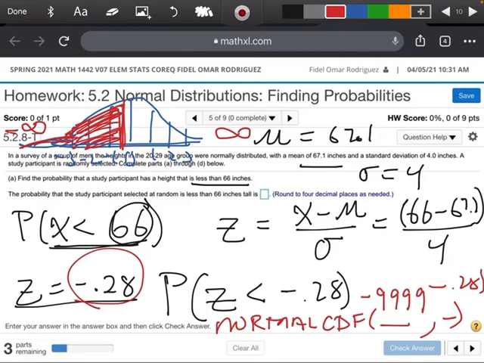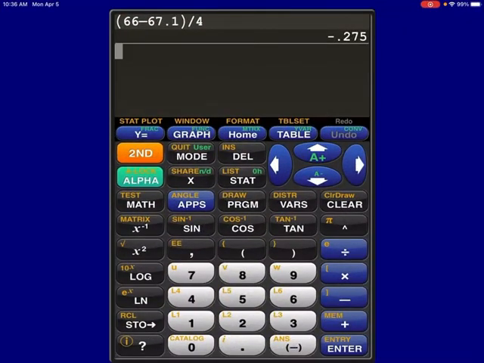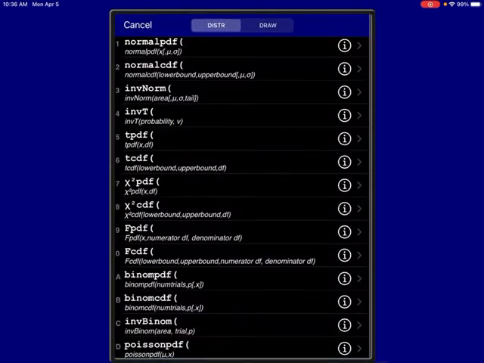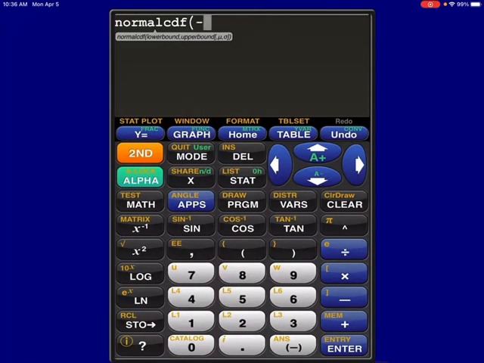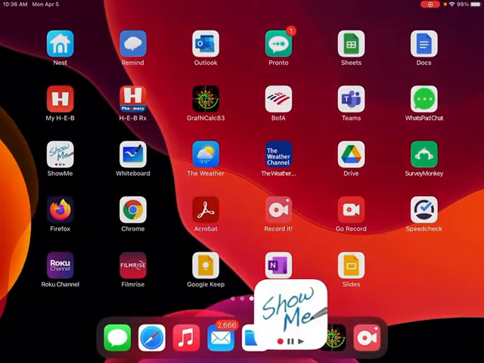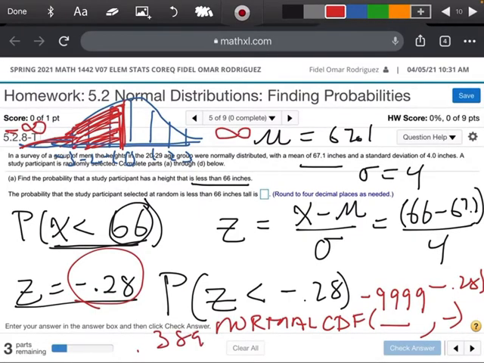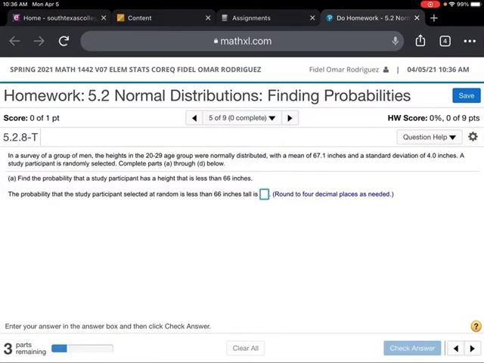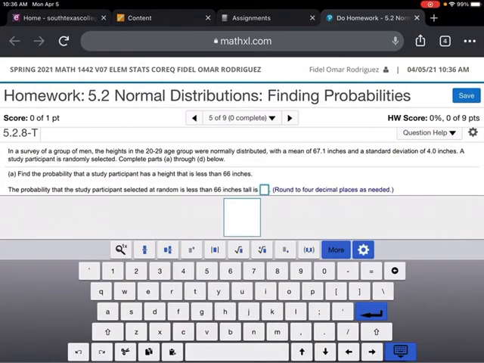This is exactly how I'm going to type it on my calculator. I'm going to show you right now. Let me clear this out, and I'm going to go second, vars. The second one is my normal CDF, and it has a lower bound and an upper bound. My lower bound, we said, was negative 9999, comma, my upper bound was negative 0.28. Hit enter, and for these, we're going to 4 decimal places. So it looks like 0.3897. To show you that I'm telling you the truth, here's my problem, and let me see if I can enter this in.